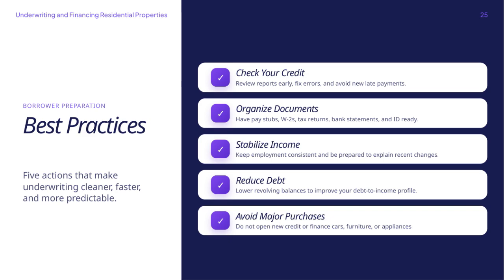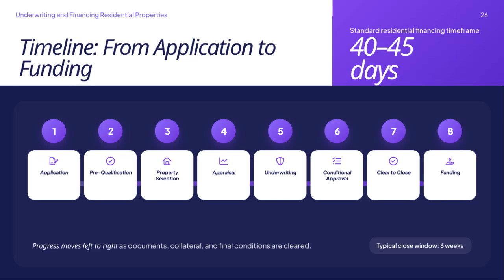The timeline from application to funding in the standard residential financing process typically spans 40 to 45 days, or about 6 weeks. It begins on day 1 with the application itself, where you submit all necessary information to start the process. Between days 1 and 3, pre-qualification takes place, which helps determine your initial eligibility for financing. By days 4 to 14, you focus on property selection, identifying the home you wish to finance.